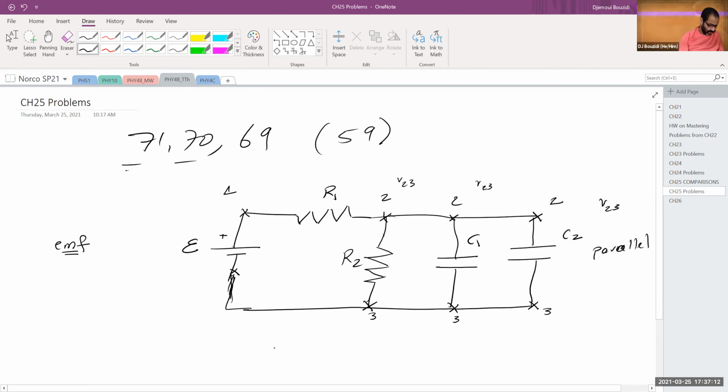And they gave us values in here. First of all, the EMF is 72 volts. So this number is 72 volts. They also gave us the values of R1, I'm sorry, R2 being 2 ohms. So there is a 2 ohm in here. And they also gave us a capacitance C1 to be 3 microfarads. So this is a 3 microfarads. And they also gave us C2 being 6 microfarads, twice as much.